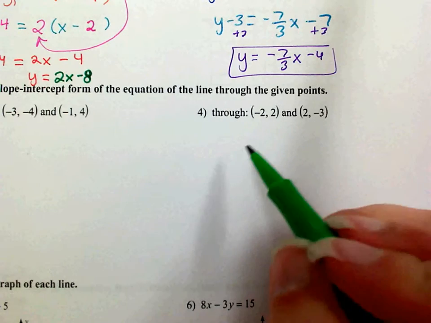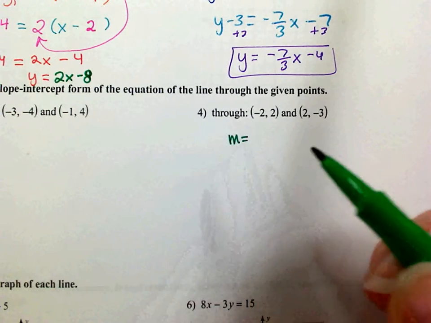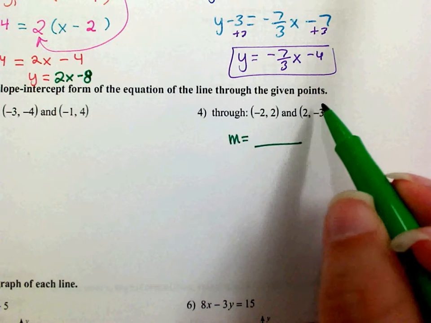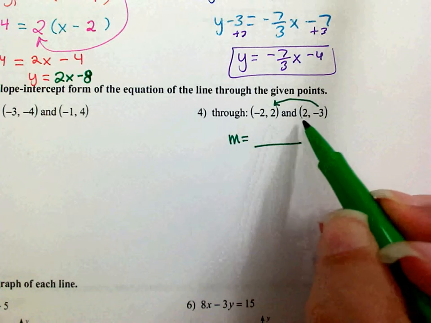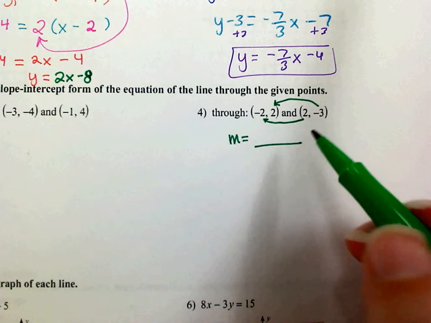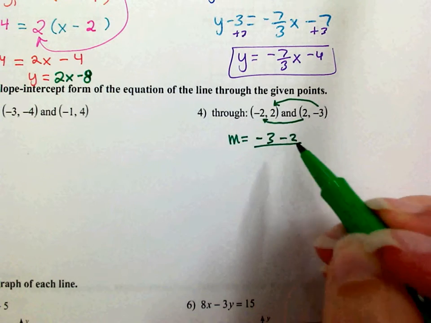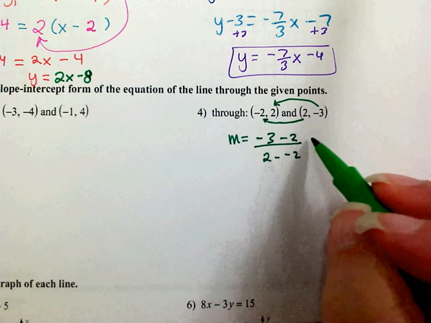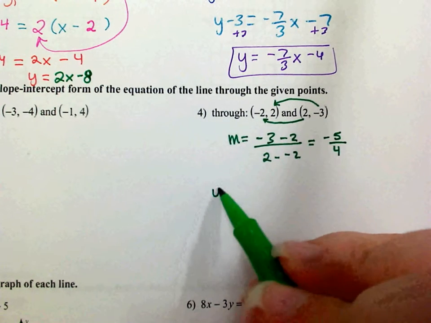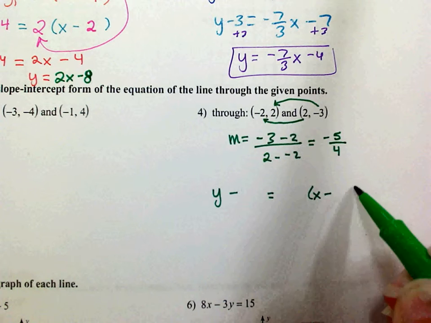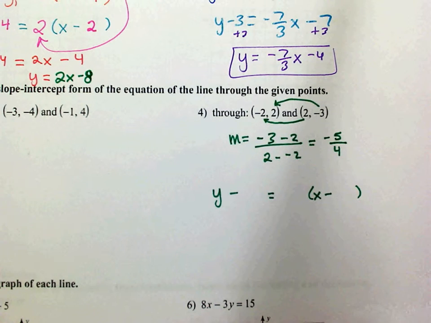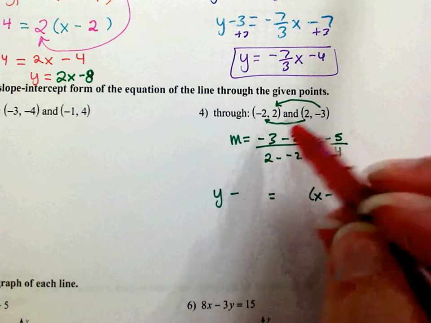Okay, 4. So 4, I need to find the slope, right? How do you find slope? Okay, I'm doing y2 minus y1. Can I do y1 minus y2? Okay. Either way, negative 3 minus 2 over 2 minus a negative 2, yeah? What's that make that? Okay, so y minus x minus, what do I fill in? Okay, you want to do the negative 2 too?